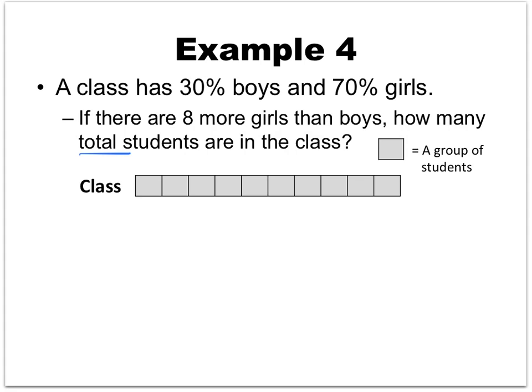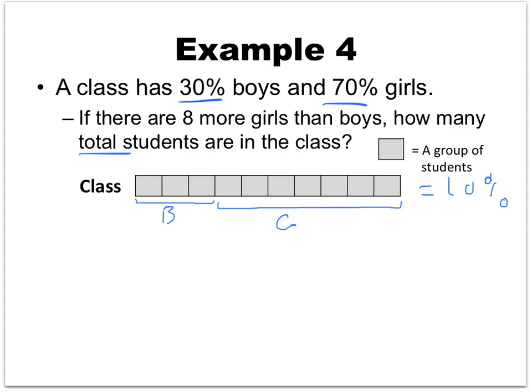So we're going to draw a strip diagram here to represent our class. So the long strip represents the entire class. We're going to break this up into 10 pieces. Why 10 pieces? Well, because we're talking about 30% and 70%. So here a box represents a group of students, which is 10% of the class. Now we're told that we had 30% boys, so that means these 3 groups here are boys, and then 70% girls, so that means that these 7 groups here represent the girls.